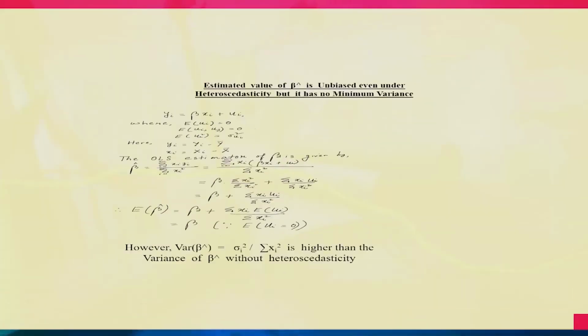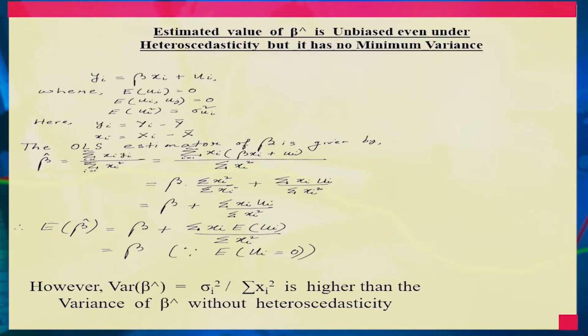First of all, we observe that Yi equals beta Xi plus ui, where Yi refers to the dependent variable for the ith observation, beta refers to the slope coefficient of Xi, and ui is the error term or the disturbance term. And some assumptions are given for this error term as per the OLS assumptions. The first assumption refers to the zero mean assumption, which means the expectation of ui equals 0.